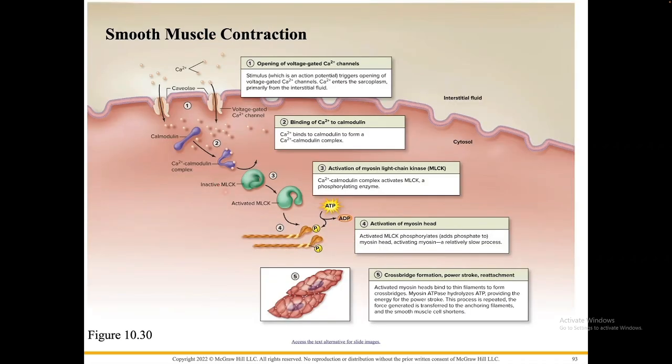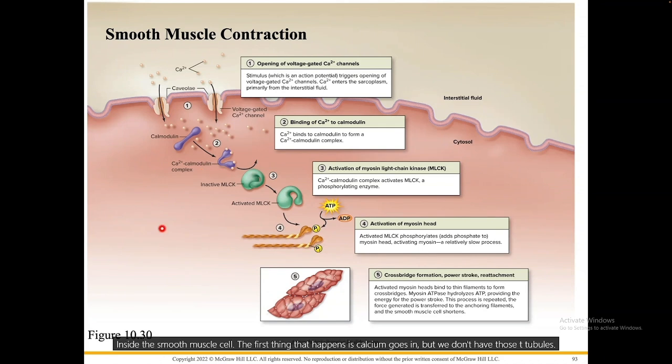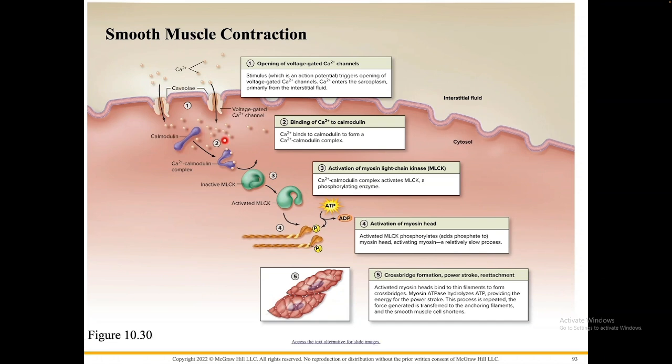We have smooth muscle outside the smooth muscle cell, inside the smooth muscle cell. The first thing that happens is calcium goes in, but we don't have those T-tubules. We have those little holes, those pores called the caveoli. Look at that, cal for calcium. It's a hole for calcium to come in. Once calcium is inside the smooth muscle cell, it finds this calmodulin, the thing that modulates what calcium is going to do. And it binds to it. It causes it to change shape. Picture this as like a mousetrap, and something touched it, and it changed shape.